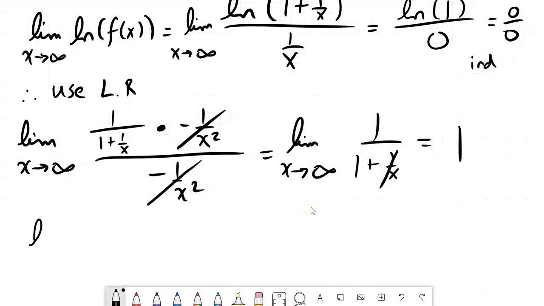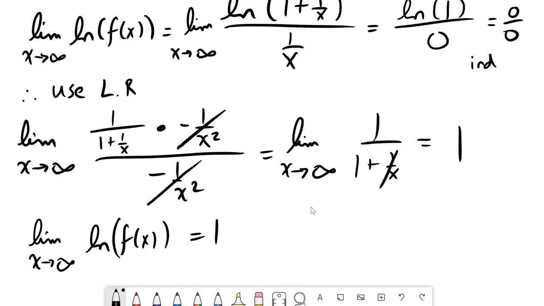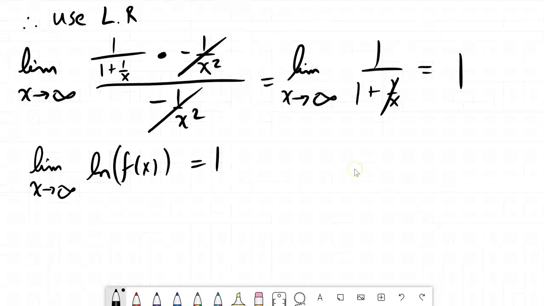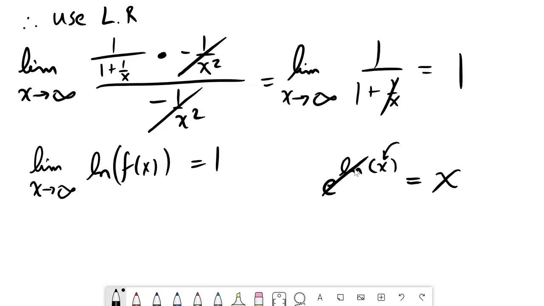We actually just found the limit as x approaches infinity of the natural log of f of x, right? Not the limit as x approaches infinity of f of x, but the natural log. So how do we get to f of x? That's the question now. The way we do this is by remembering that if we take e and raise it to the natural log of a power, anything, these things cancel out and we get x. That's how we're going to go about this.